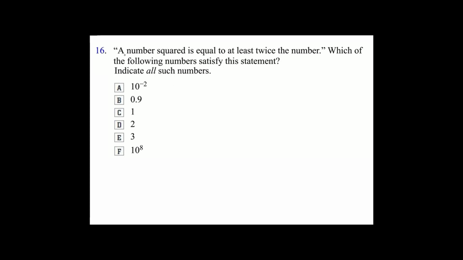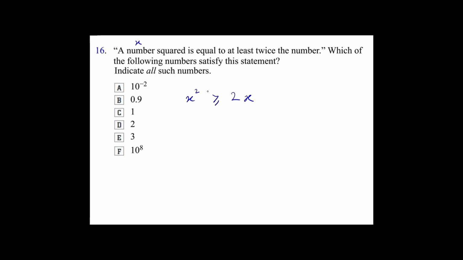In this question, it says that a number squared is equal to at least twice the number. Which of the following satisfies this statement? We don't know the number, so let's put it equal to x. The number is x, and a square of the number, x², is at least twice the number. It means that it's greater than or equal to twice the number. In which of these answers does it satisfy this inequality?